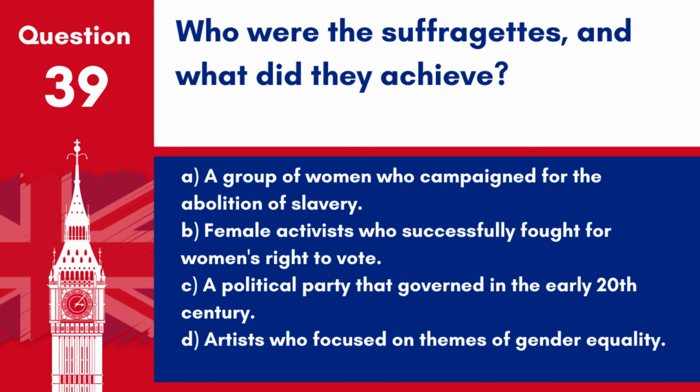Question 39. Who were the suffragettes and what did they achieve? A. A group of women who campaigned for the abolition of slavery. B. Female activists who successfully fought for women's right to vote. C. A political party that governed in the early 20th century. D. Artists who focused on themes of gender equality.